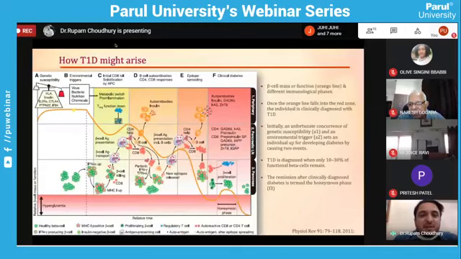This is a schematic representation of how type 1 diabetes occurs. So this is a summary of what we have learned in all those slides. Look at the orange line, how the beta cell mass decreases and insulin secretion decreases stage by stage in our diabetic patients.